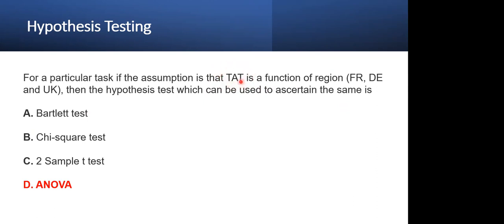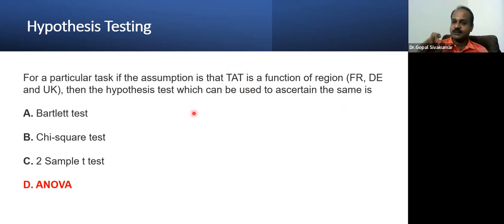Because we are comparing turnaround time, which is continuous data, right? And three different groups are there, FR, DE, and UK. Very good. Continuous data, three different groups. And so ANOVA. ANOVA simply tests whether the average turnaround time is different in one of the areas. The decision is taken on the average.